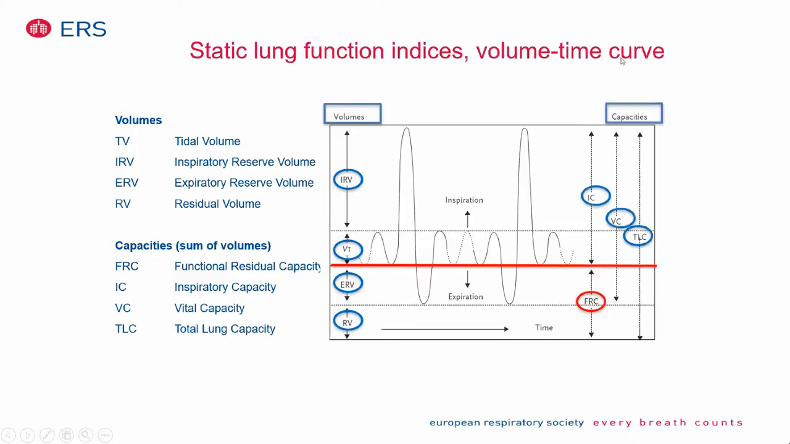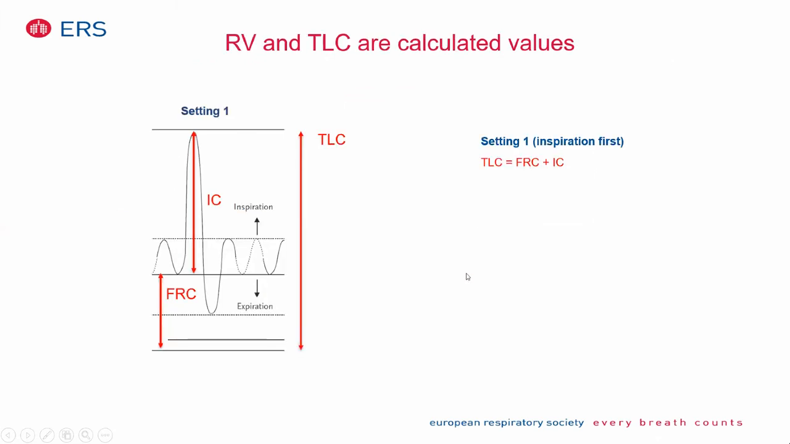The other thing that you will be able to calculate are capacities, which are sums of the volumes. If you add this volume and this volume, you will get the inspiratory capacity. If you add also the 3 volumes here, you will have the vital capacity. Or if you add the residual volume that you've calculated before, then you have the total lung capacity.